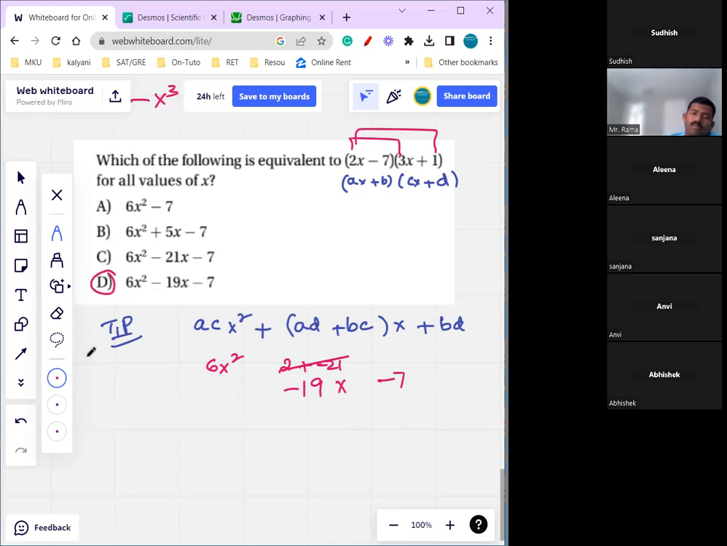Okay. So this formula will help you once you get really good at it. But until then, you need to have a little practice. Or if you feel like, nah, I want to follow my traditional FOIL method, please do so.